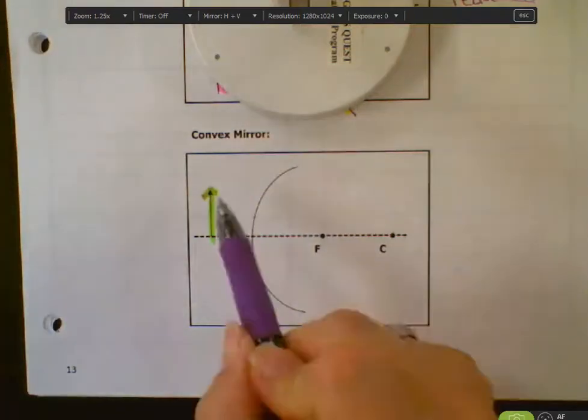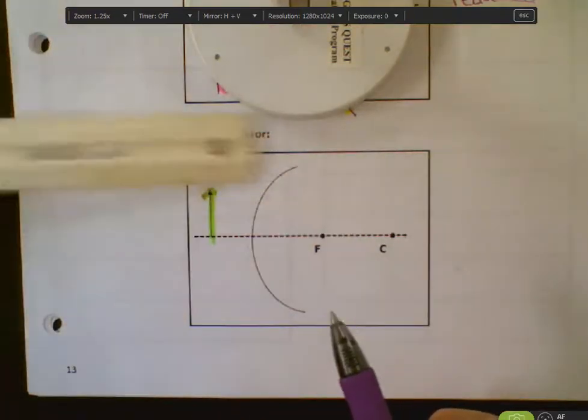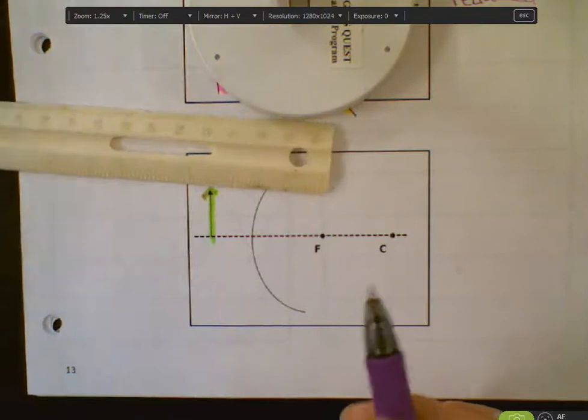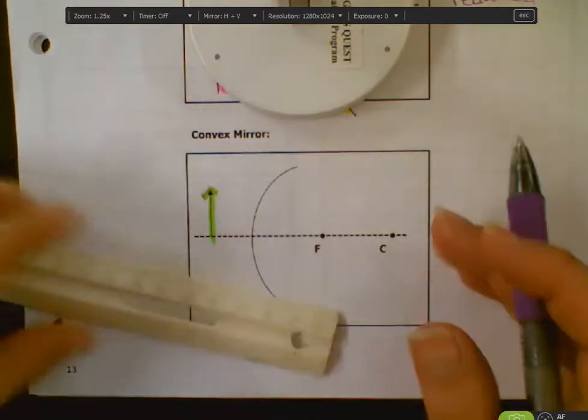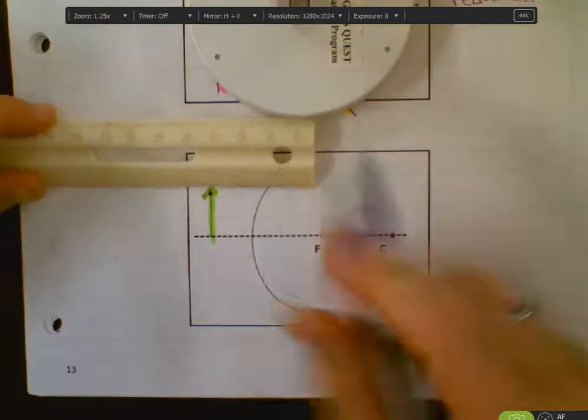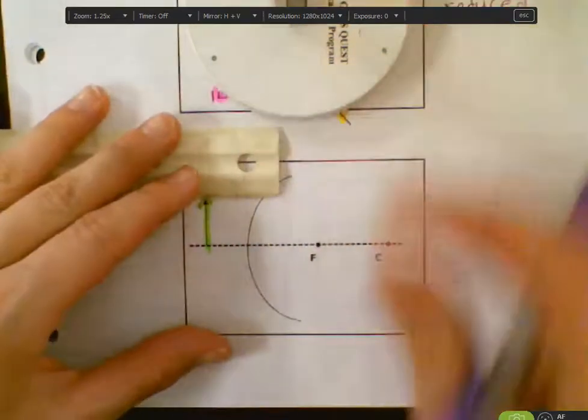Okay, so for the first one, it said incident rays, the pink line, incident rays parallel to the principal are reflected to the focal point. Okay, so I'm going to go parallel and then through the focal point.